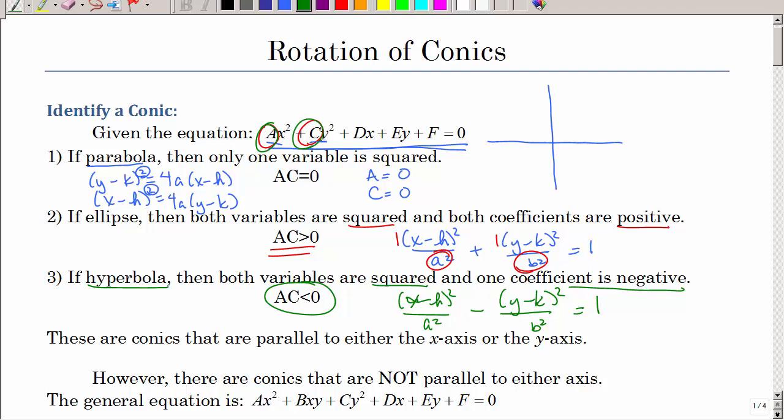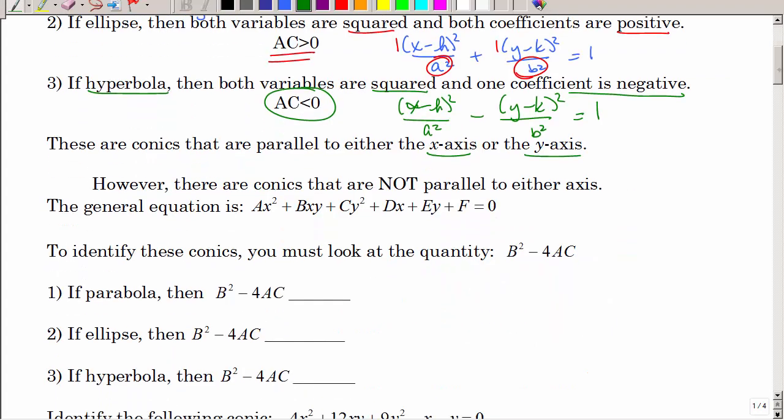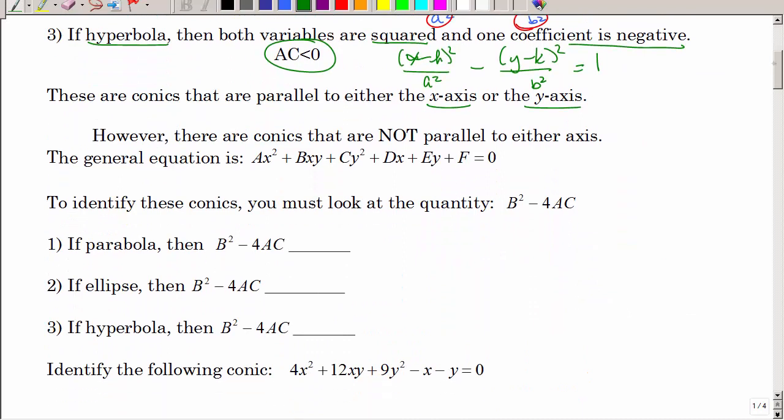And remember, these were the conics that are parallel to either the x-axis or the y-axis. However, we're now going to look at ones that are not parallel to either axis. The general equation now has this xy term, and that's what you have to be careful of. No longer can you just look at the equation and say, oh, that's a hyperbola, parabola, or so forth. We have to look at this quantity.